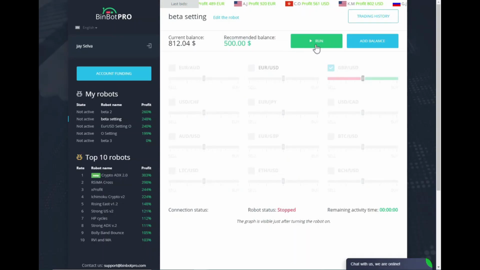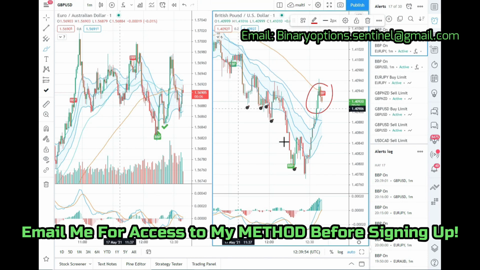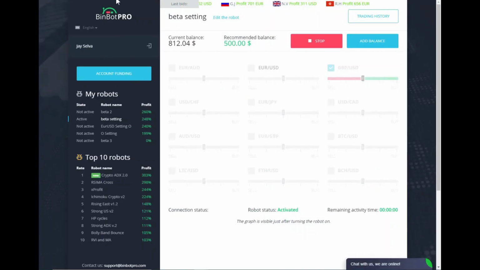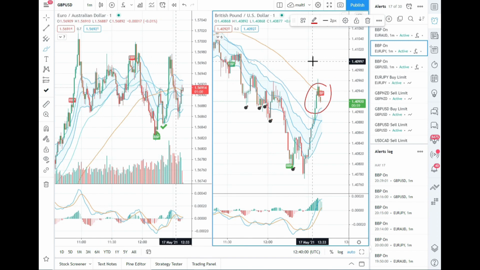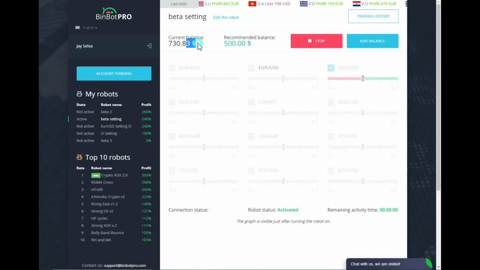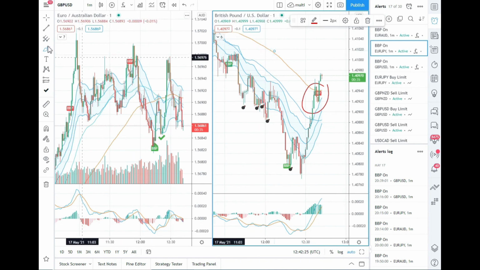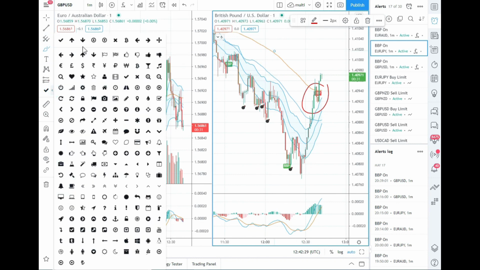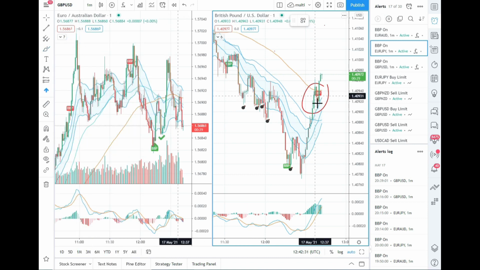I hope you guys notice it's quite a simple process. I'll activate the robot now since it's 12:39:50, and let's wait for a trade to be executed. Alright guys, we have a call trade at 12:40 executed by the Binbot Pro trading software. I guess this time it is following the direction of the MACD and also the strong push forward. Let's hope this trade works out and I will be closer to a $900 balance.